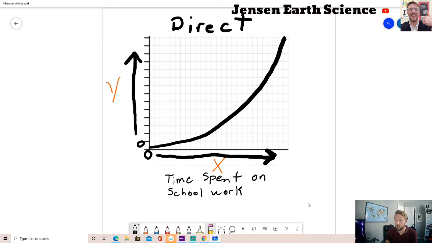So we'll test the time spent on schoolwork. It starts with a low amount and it ends with a high amount of schoolwork. So this might be directly related to your grade in some cases. As you spend more time on your schoolwork, your grade also increases. And here in the beginning, if you only spend a little bit of time on your schoolwork, then your grade may be low.